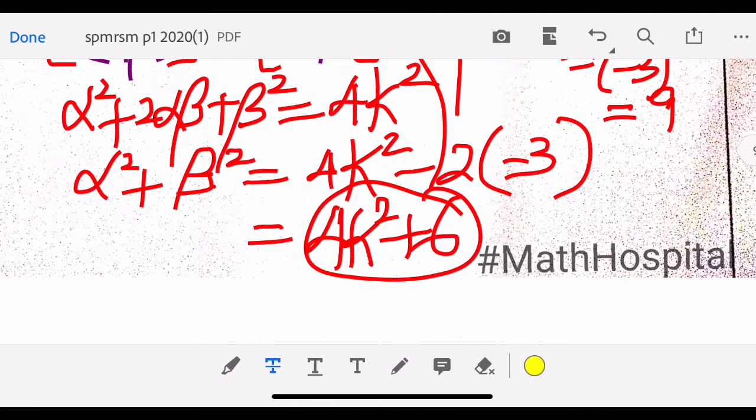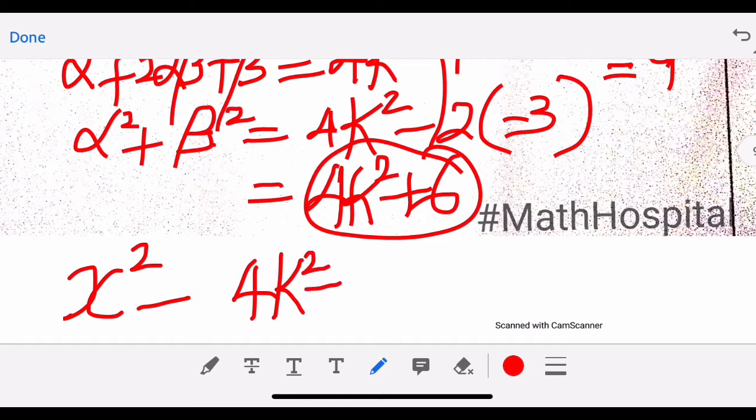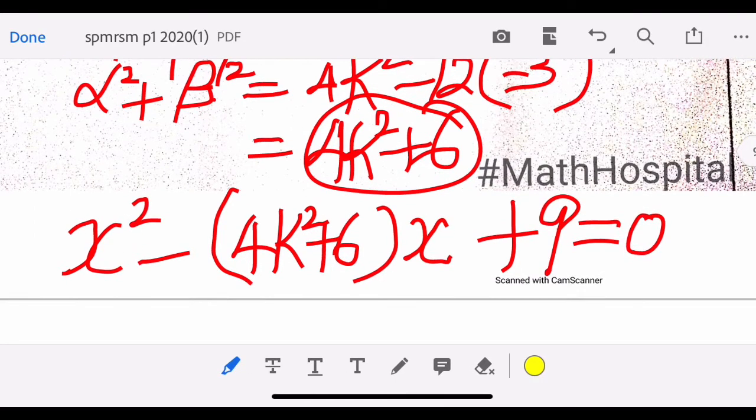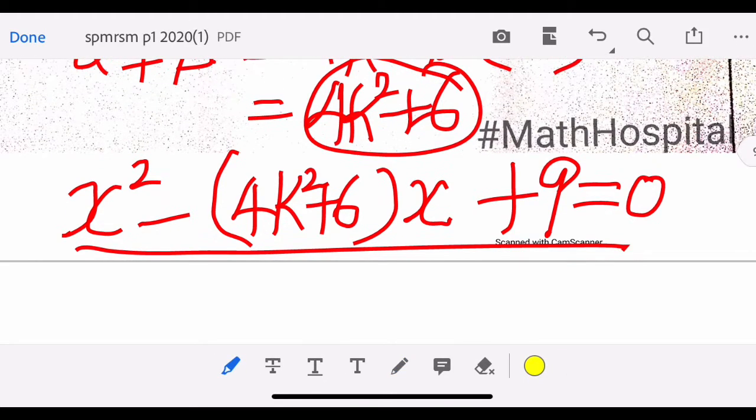Now the equation will be x squared minus 4k squared. Remember there is a bracket, then plus 39 equal to 0. Alright, so this is the final answer for this question.